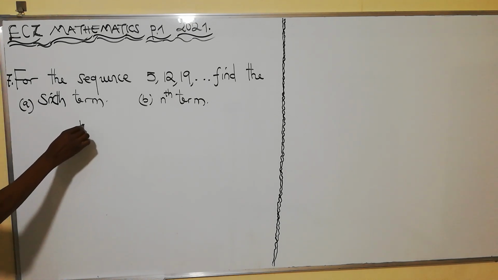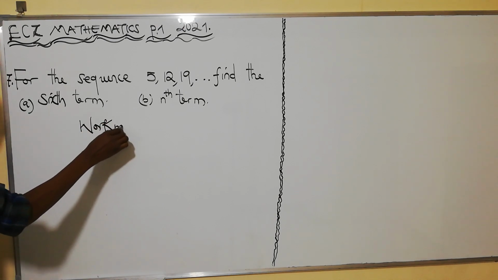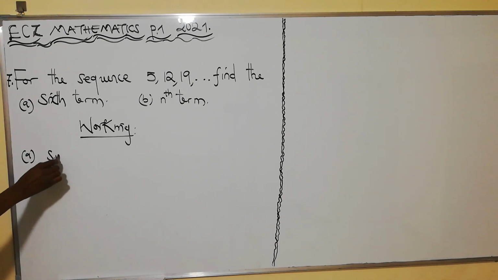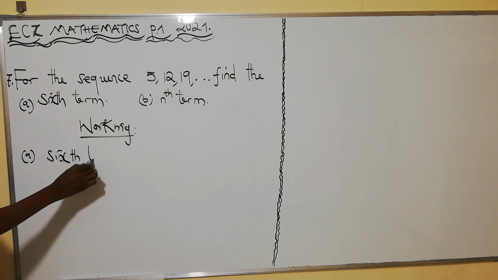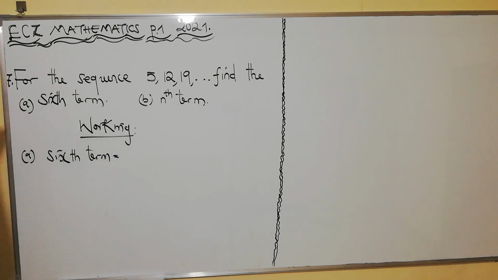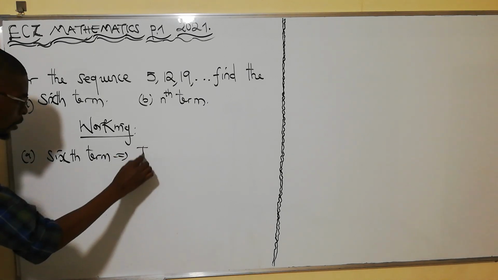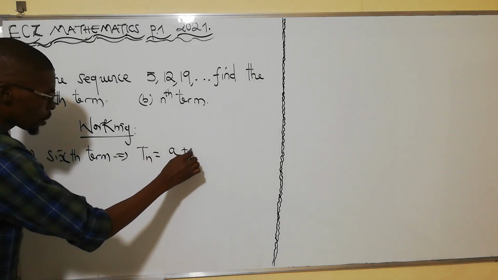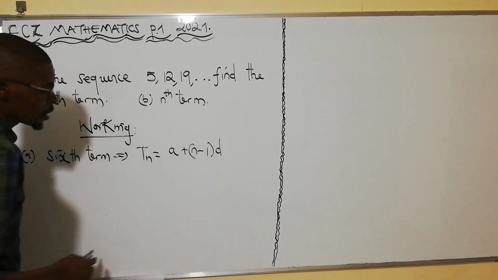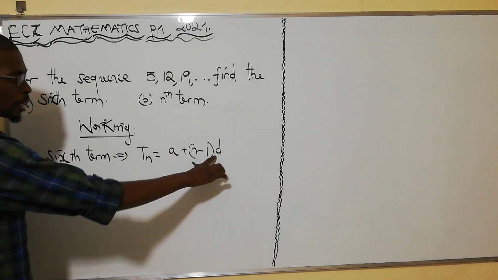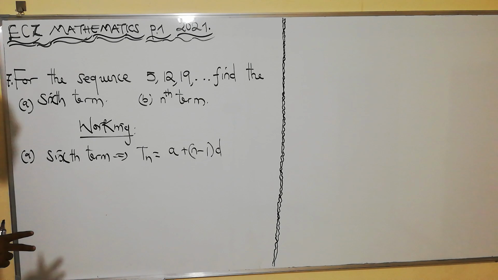So let us look at what is expected of us in this particular question. For A, we want to get the 60th term. In short, we want to find term number 60. Let us recall that the nth term is given by a plus n minus 1 times d, where a is the first term, n is the nth term, and d is the common difference between two successive terms.